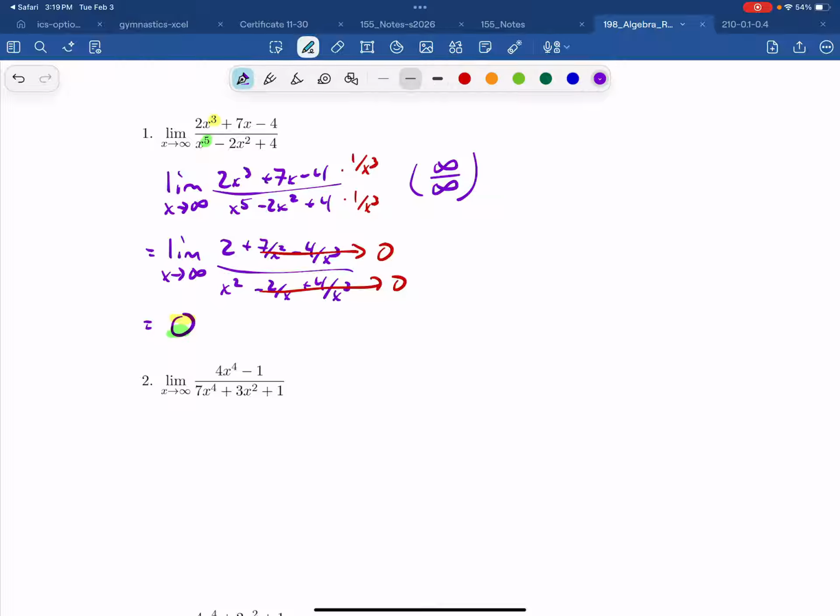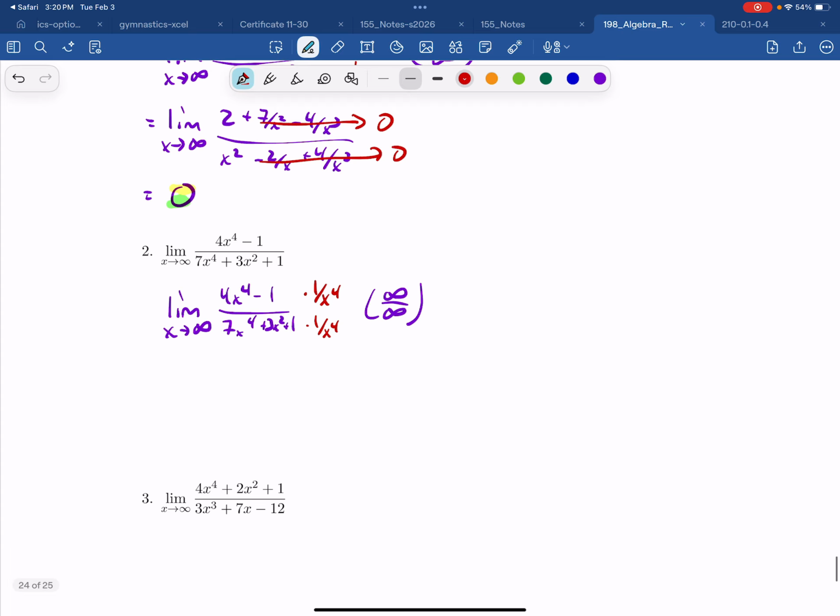Next up, we have a situation where the numerator and denominator have leading terms of the same power, same degree. Right? Again, we have indeterminate form of infinity over infinity. So in this case, we multiply by the lower degree leading term, which, I mean, it's the same thing, right? It's both x to the 4. And in this case, what happens?